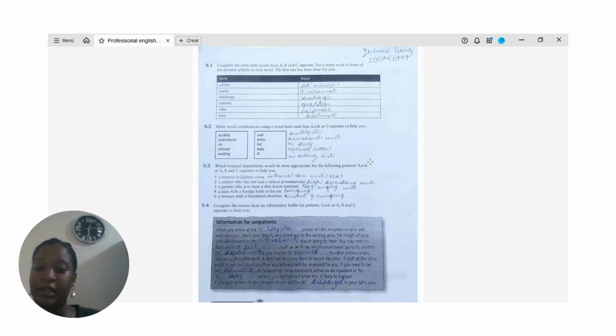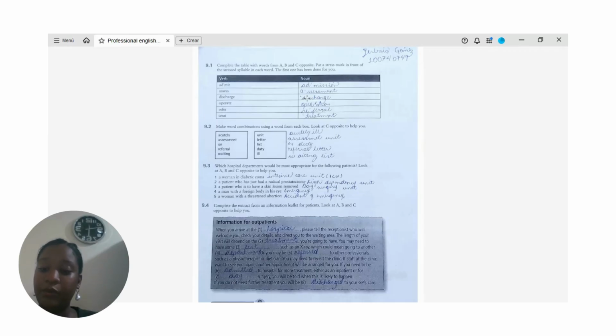9.1 Complete the table with words from A, B, and C opposite. Put a stress mark in front of the stressed syllable in each word. The first one has been done for you. So admit is admission. Assess is assessment. Discharge is discharge. Operate is operation. Refer is referral. And treat is treatment. You can see where I put the stress mark in each case.